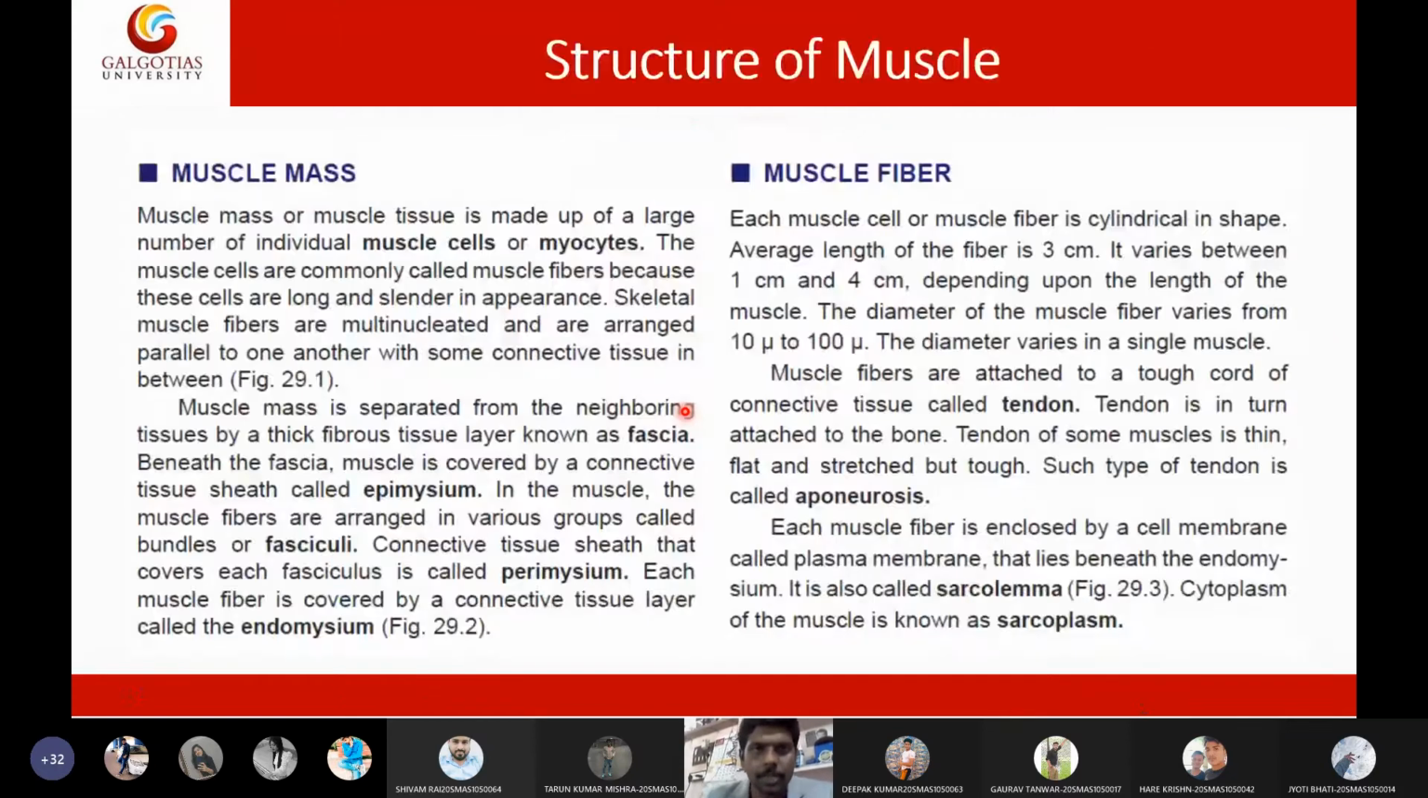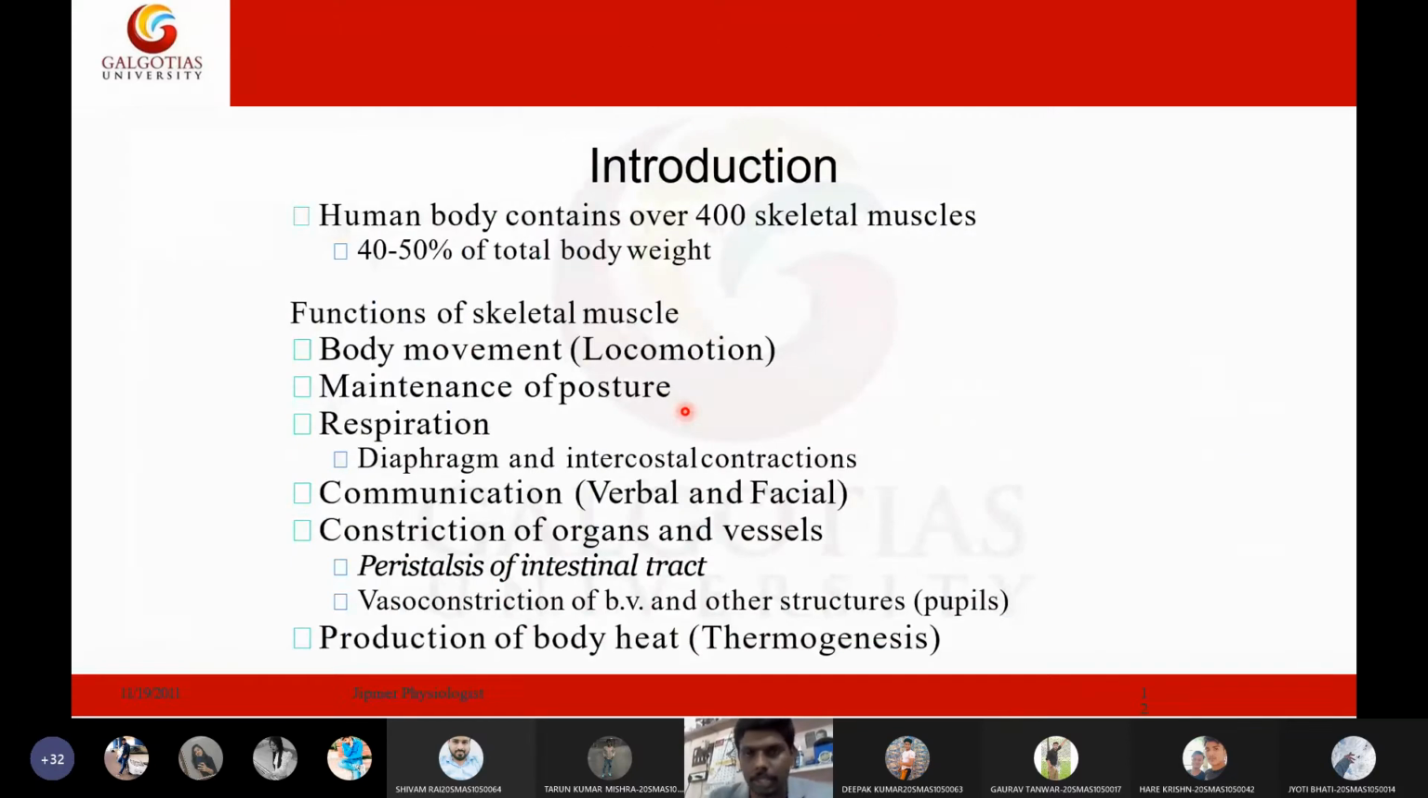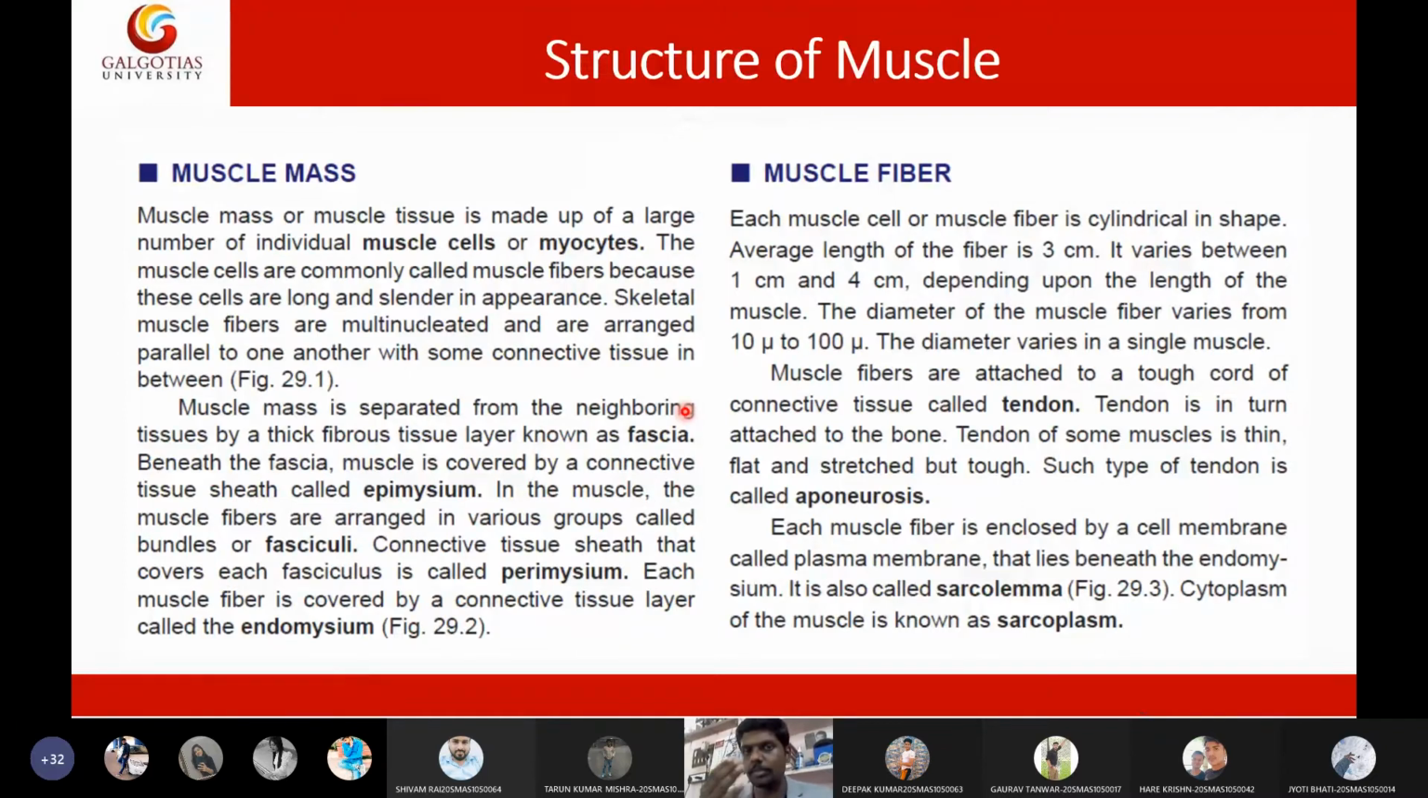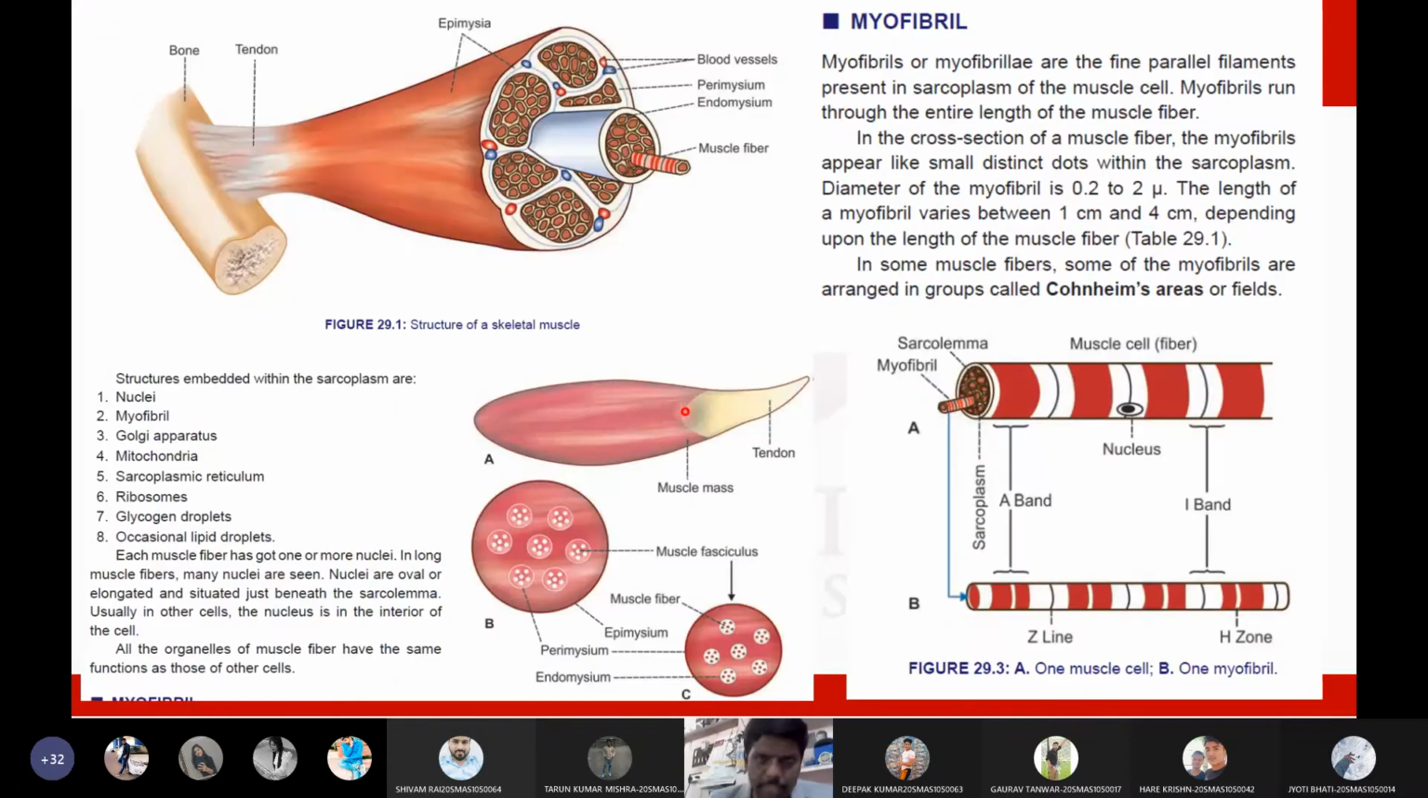So coming to the point, first the structure of muscle. We break down the structure of muscle into three parts actually. First we discussed the muscle mass, then muscle fiber, then myofibrils. In the myofibrils we have actin and myosin, the ultramicroscopic structure of muscle. So these four you need to know, at least the basics of the structure of muscle. Coming to the muscle mass, this is the muscle mass.